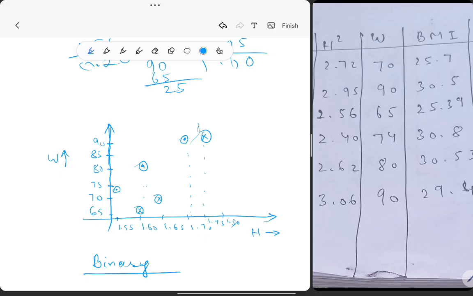But can I separate these data points by using a straight line? Perhaps. Let us try. It seems that we can do it. This straight line has obese people on one side and non-obese people on the other side. This straight line has classified the data into two groups.